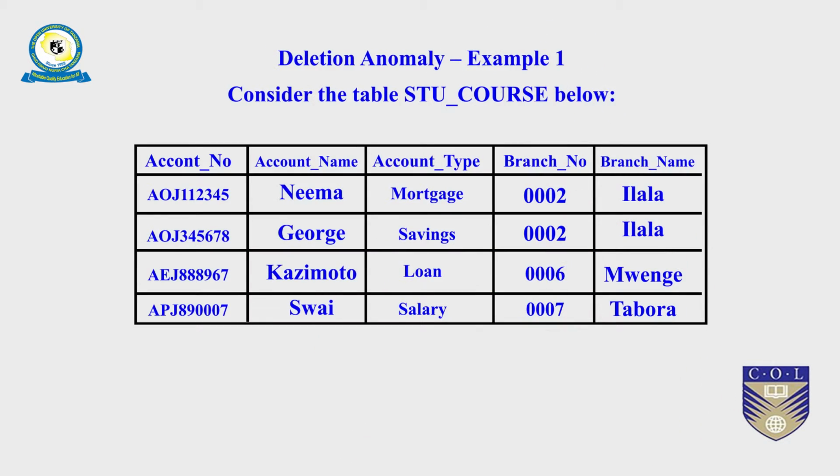Let us look at another example of deletion anomaly. You've got account number, account name, account type, branch number, and branch name with 5 rows of records. For example, if you want to delete the record for the account number in row number 4, then the details of the Tabora branch will also be deleted. But this is a bank branch whose records need to be stored in the database. So this brings about deletion anomaly.